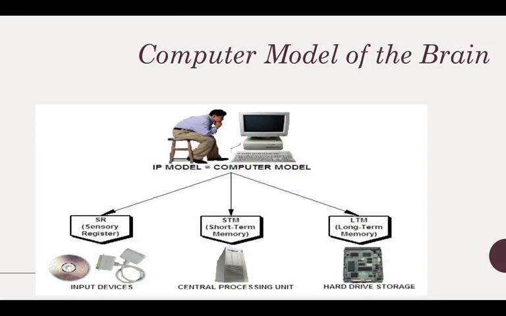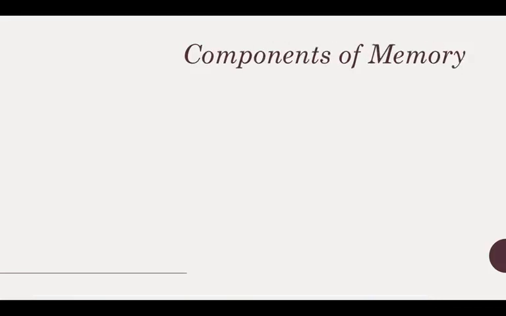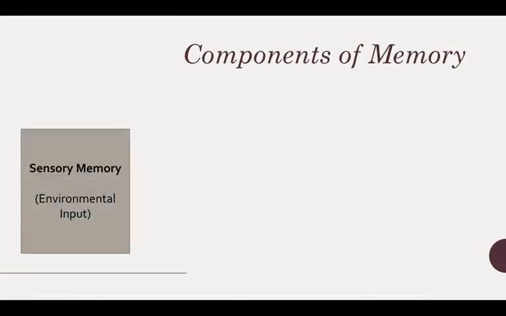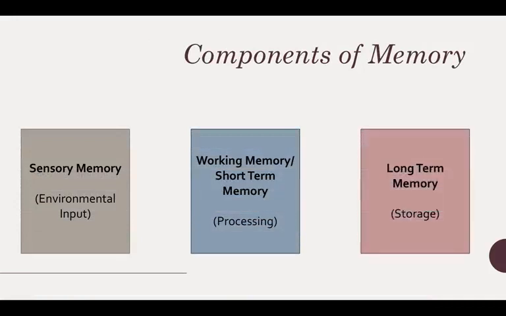And so when we talk about long-term memory, that's our storage capacity. That's where we store information. And so IP theory can really be understood in terms of taking information in from the environment, processing it, and storing it. And so whenever we talk about IP theory, we're going to be talking about three memory systems.